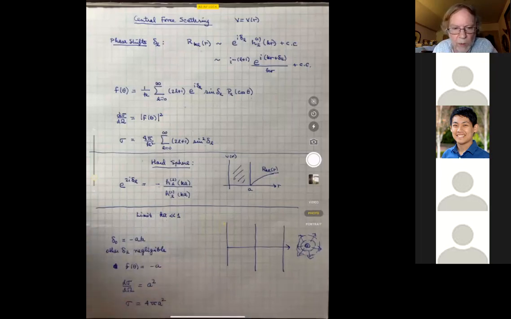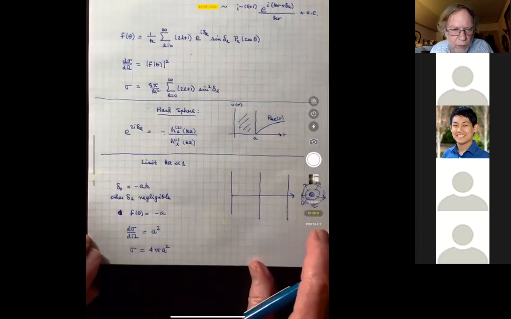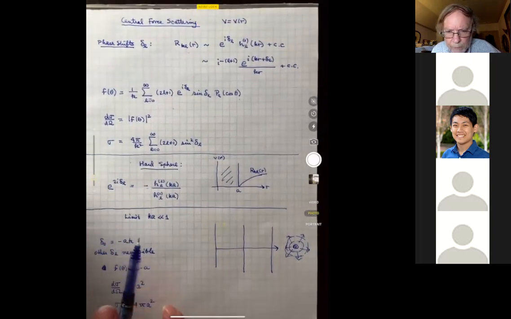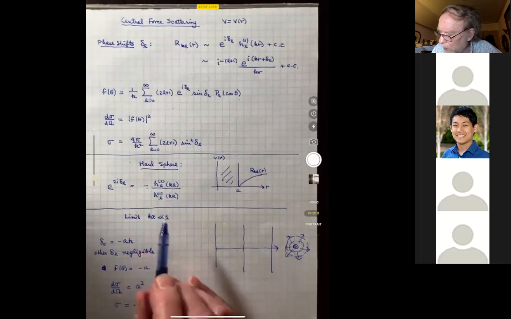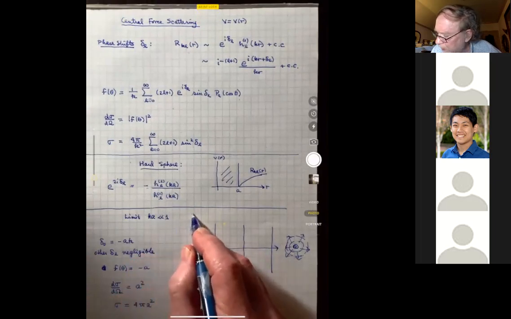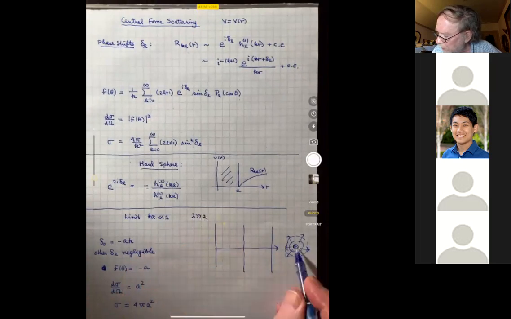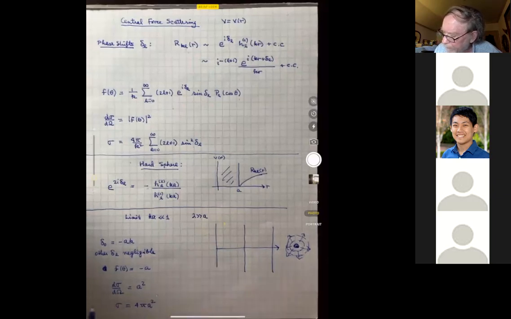What we found was that there's only one phase shift that contributes. By the way, here's the picture of it: here's the long wavelength waves coming in. Ka much less than 1 is the same thing as saying that lambda, the wavelength, is much greater than the size of the scatterer. So here's the scatterer, a little tiny sphere, small compared to the wavelength of this wave which is marching in.